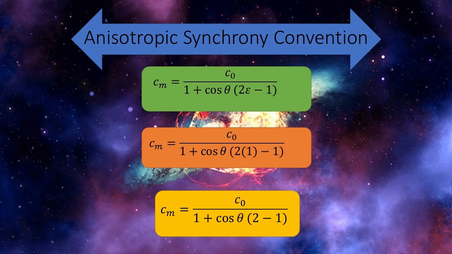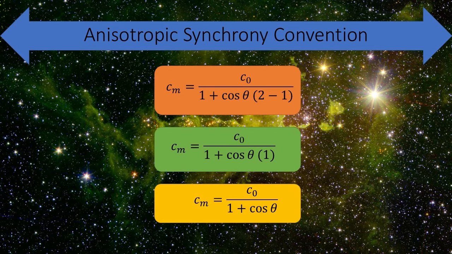This pattern continues when you take the formula relating the measured speed of light in a given direction to the proper speed of light. When we substitute in epsilon equals 1, we get the relationship between the proper speed of light and the measured speed of light in any given direction that we saw earlier. It needs to be remembered that this and the other relationships were derived based on what would be observed in an isotropic synchrony convention, and yet it is in the anisotropic synchrony convention where these formulas actually represent reality.